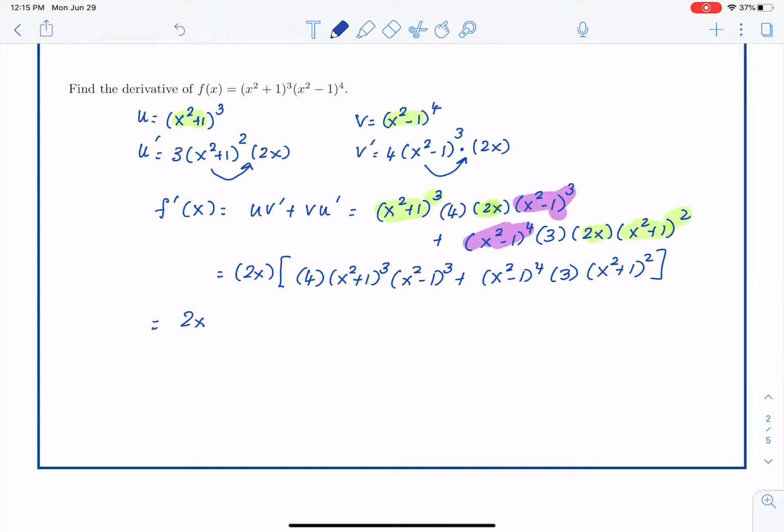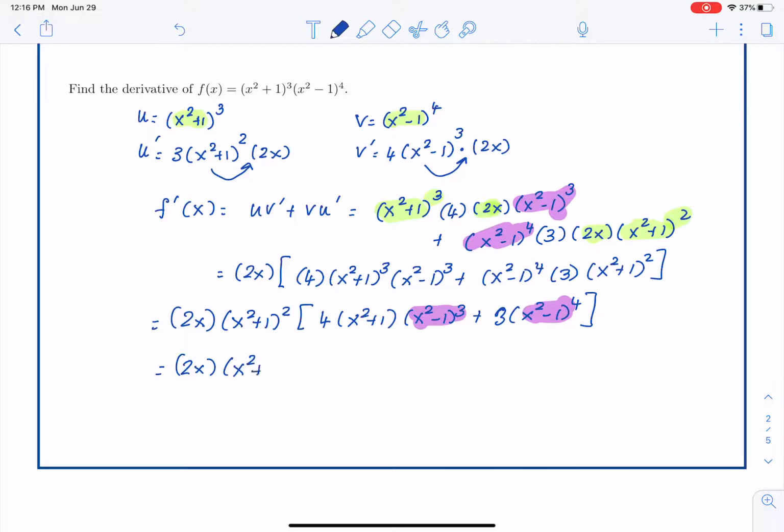If I pull x squared plus 1 squared out, I have 4 times x squared plus 1 times x squared minus 1 cubed plus 3 times x squared minus 1 raised to 4. Finally, if I pull x squared minus 1 cubed out from those two terms, I'll have 2x times x squared plus 1 squared times x squared minus 1 cubed multiplied by 4 times x squared plus 1 plus 3 times x squared minus 1.